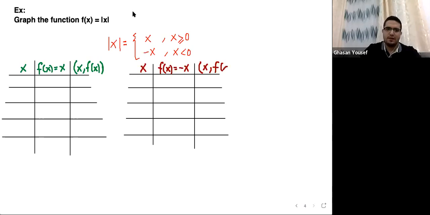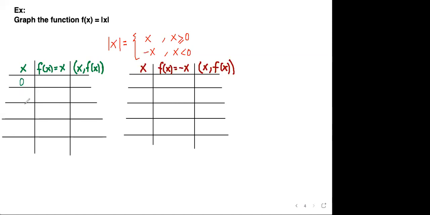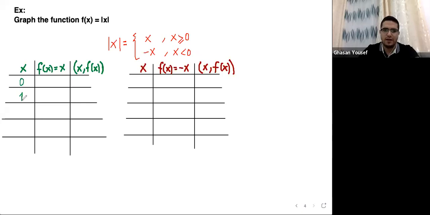Okay, again, we have to choose random points. For the first function, starting from 0, I have to put the first value here, 0. Now, what's the next value? I have to choose it. 1, 2, 3, 4, exactly. Any number greater than 0: 1, 2, 3, and 4.